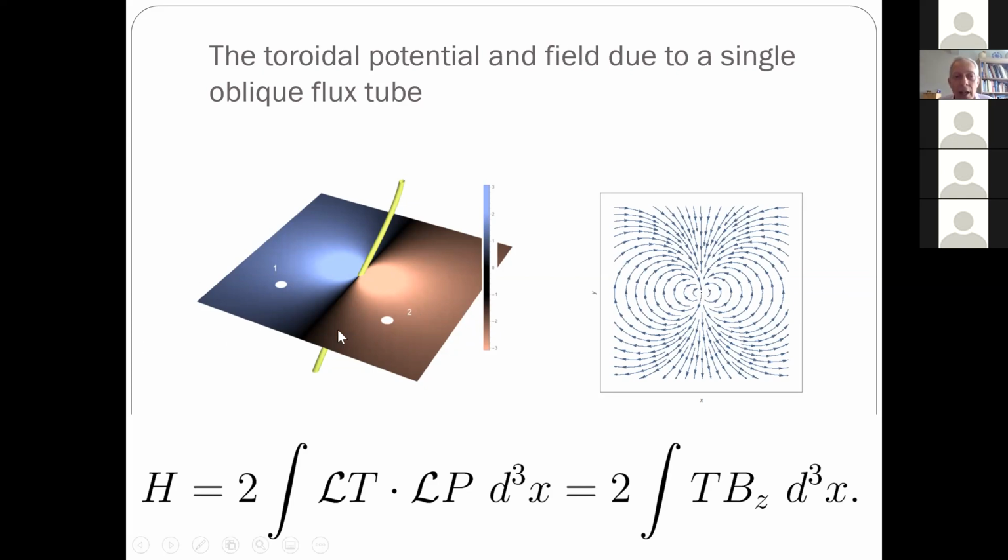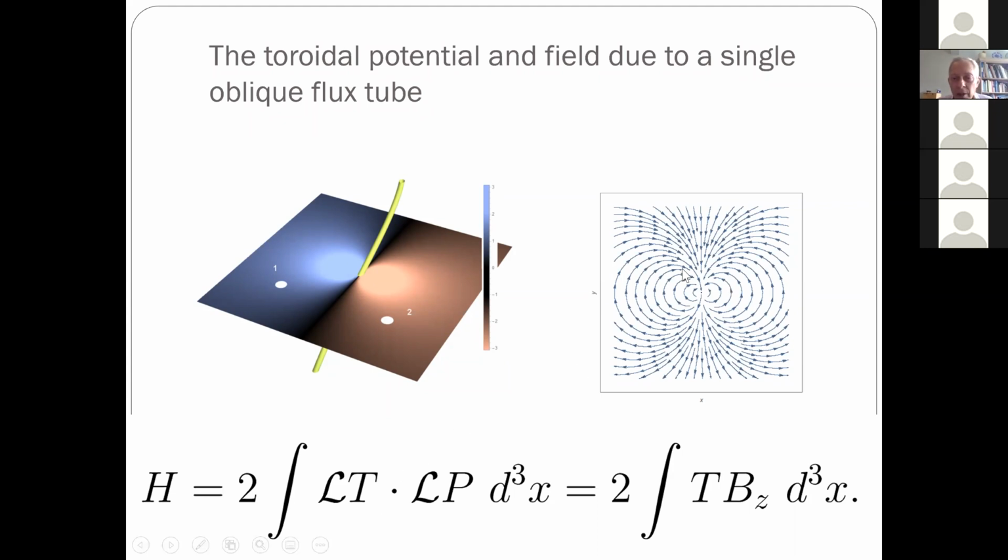It tells you, so T BZ, it says, if I have a BZ here, I will have a positive toroidal field associated with it. That tells me how much this yellow field line is twisting around a flux tube put here. So that's sort of a physical interpretation of this toroidal potential. Okay.